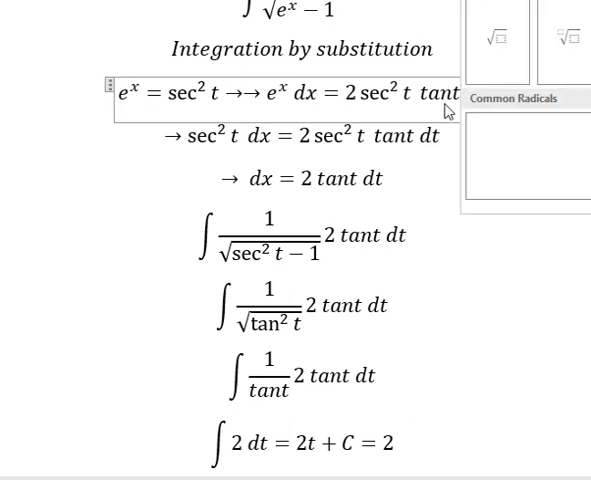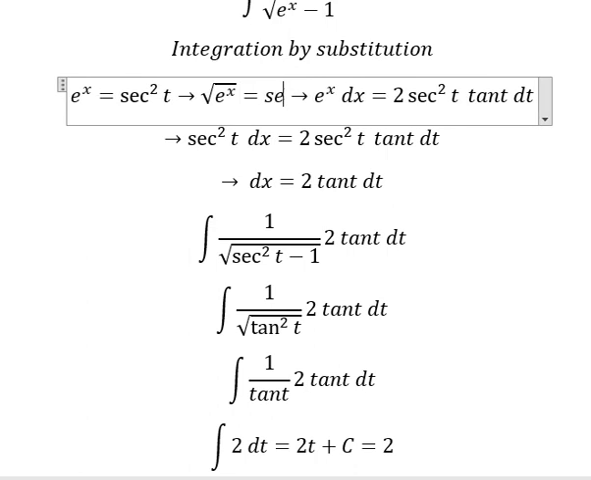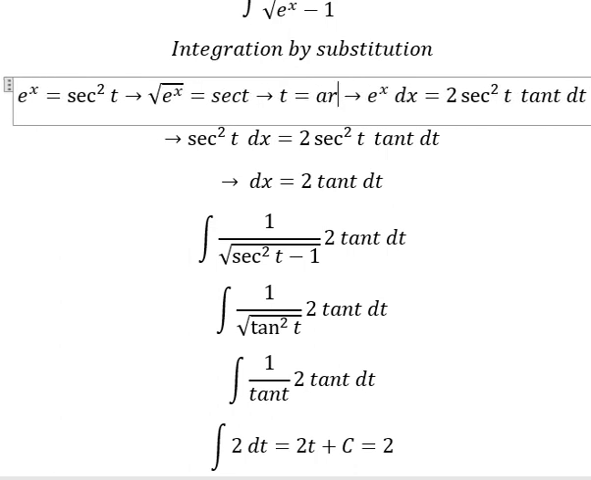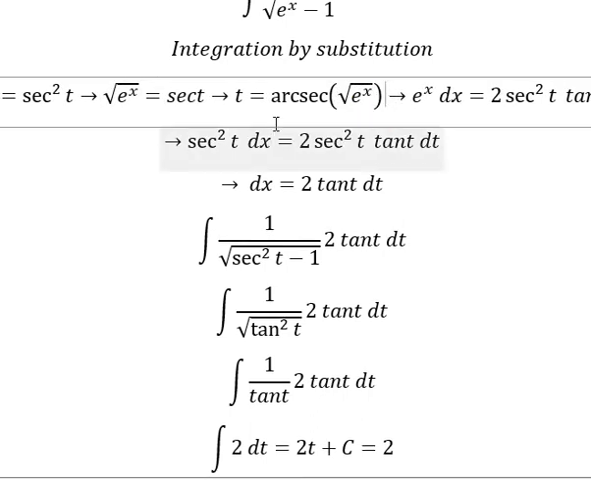So we have e to the power of s equal to secant of t. So we have t equal to arcsecant of this one. And now we need to change t into this one.